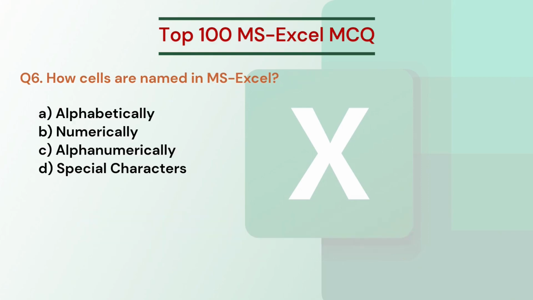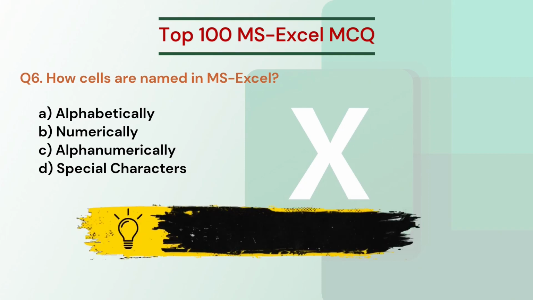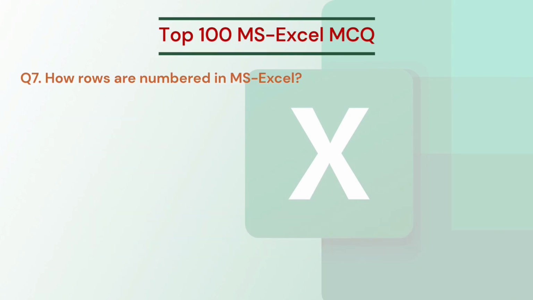How are cells named in MS Excel? A. Alphabetically. B. Numerically. C. Alphanumerically. D. Special characters. Correct answer is C. Alphanumerically.